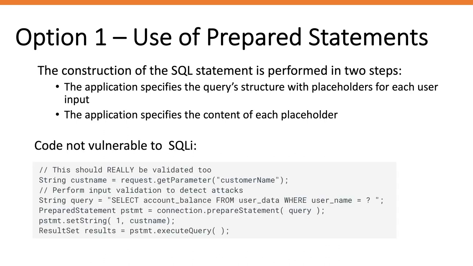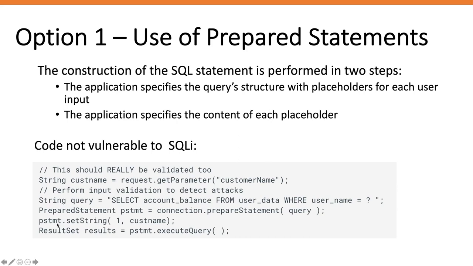And so let's take an example of code that is not vulnerable. In this code over here, you can see there is the variable cust name. It takes a user-supplied input, customer name. You've got the query being defined. And then over here, it prepares the statement through a database connection. So the prepareStatement method is invoked to interpret this query and fix the structure of the query. And then the setString method is used to specify the parameter's actual value.